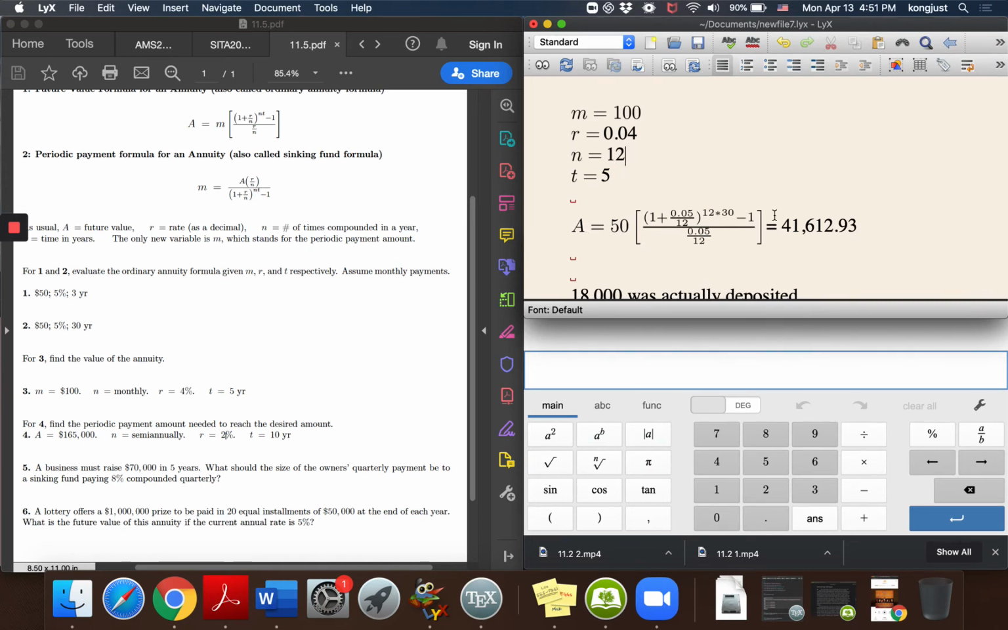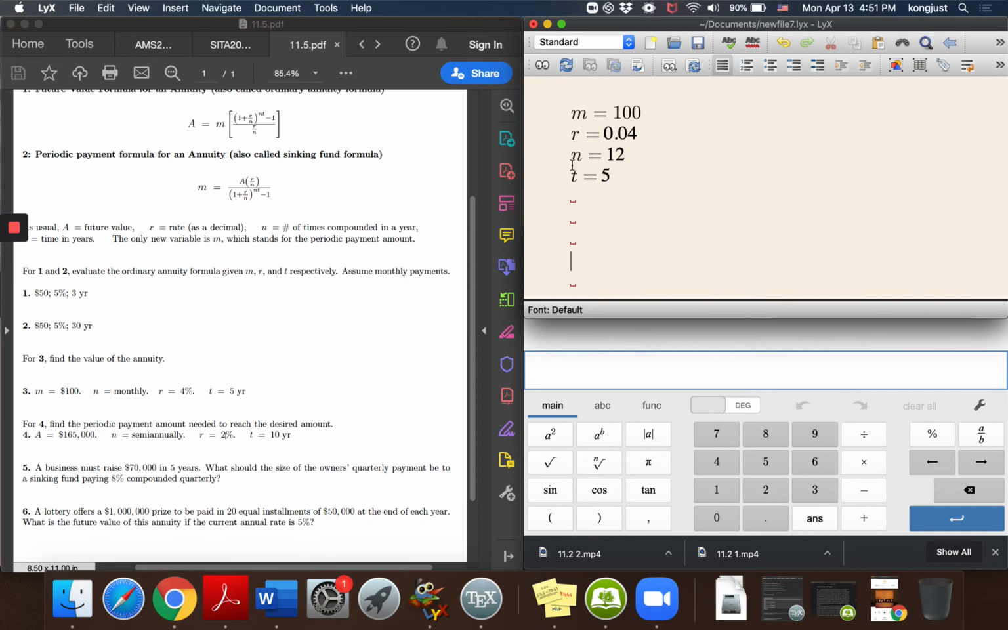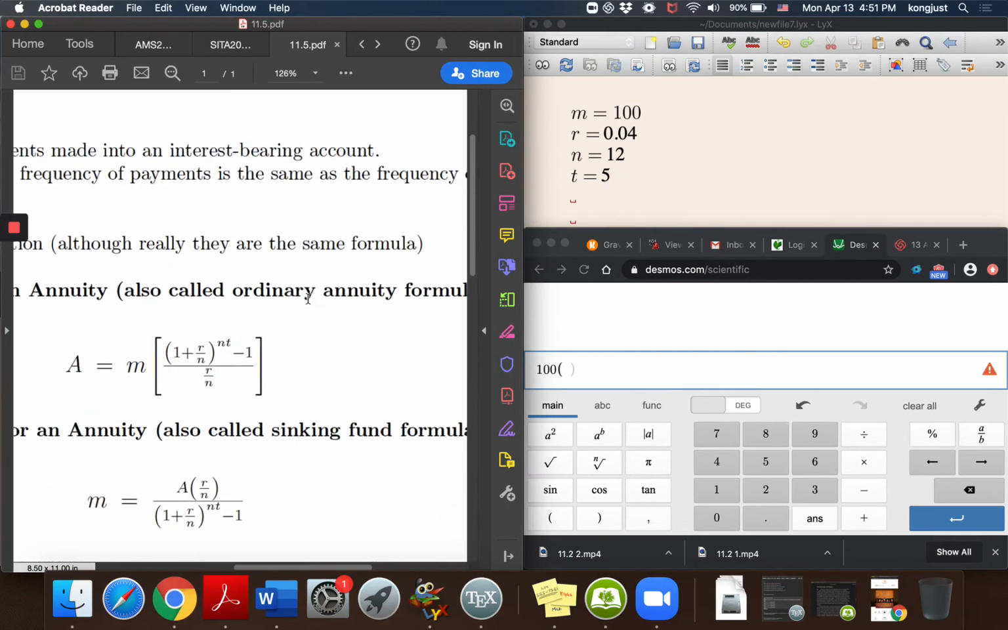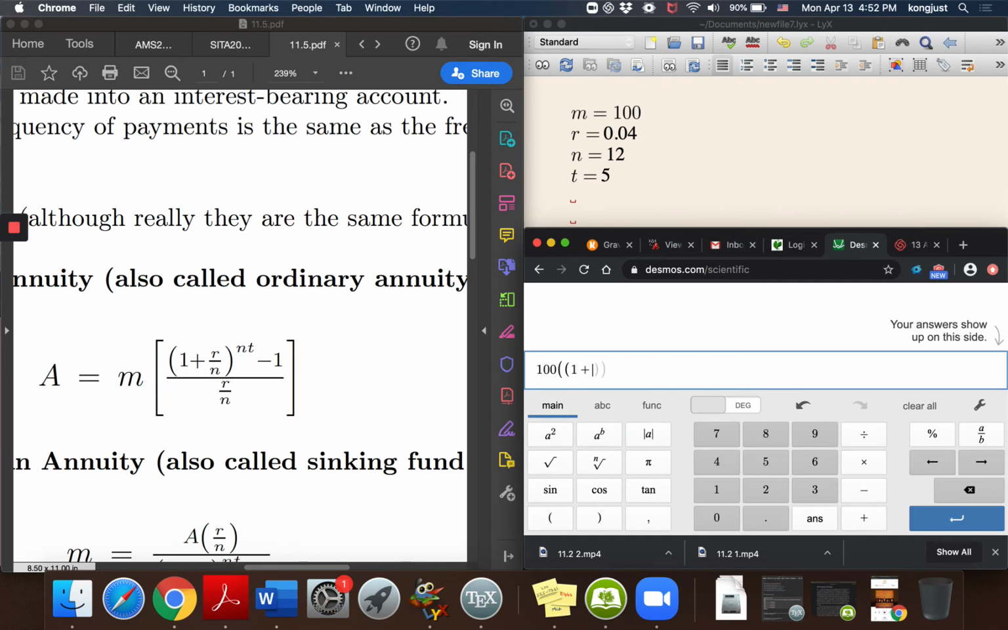All right, let's plug this thing in. I'm not going to bother with this. Let's just take these values up here, and stick them into the calculator following this formula. So it's 100, that's the M. Let me focus in on this and bring it a little bigger. That's the M, right? Then I have 2 sets of parentheses, one for the outside, one for the numerator, this top part, 1 plus R over N. So 1 plus 0.04 over 12.